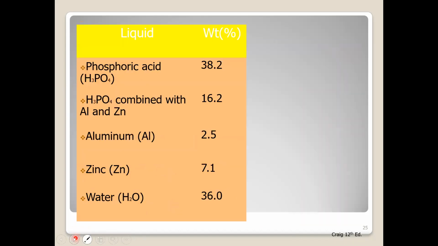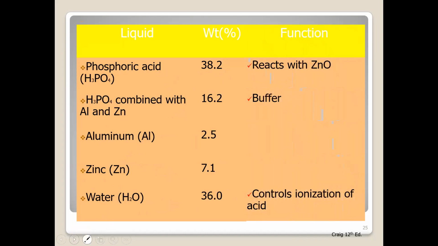And then we come to the liquid. Liquid is mainly phosphoric acid, 38.2 weight percent phosphoric acid, which is the main component which is going to react with your zinc oxide. Then what is this buffer? Buffer is zinc phosphate combined with aluminium and zinc. So whenever you have the byproducts of the reaction already present, it slows down the reaction rate. That is why zinc phosphate combined with aluminium and zinc is called the buffer.